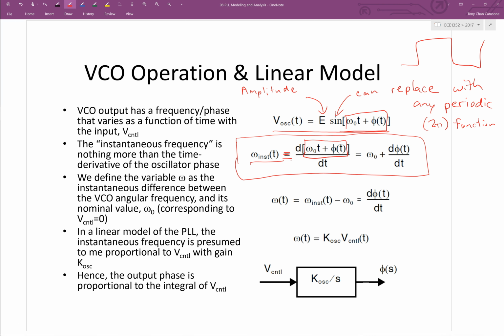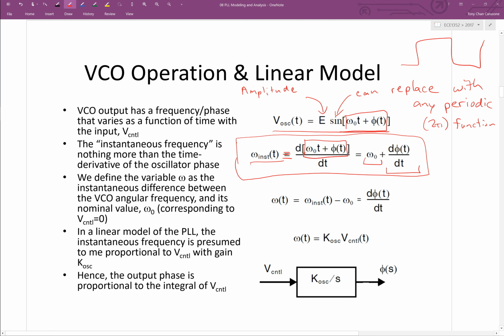So you can see there are two terms, the way we've defined it. Omega naught is this constant term. The idea is that that's the nominal frequency that the VCO would run at. It might be somewhere around the middle of its tuning range. But at any given point in time, the output frequency of the VCO will deviate away from that nominal frequency omega naught by some amount. And that's captured by the time varying phi here.